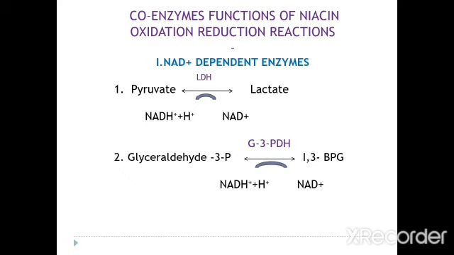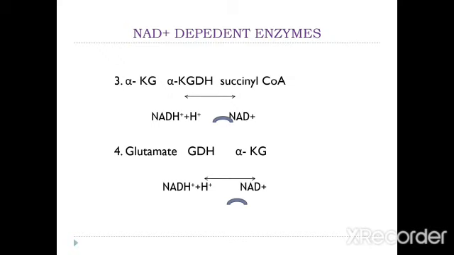Examples for NAD dependent enzymes are lactate dehydrogenase which converts pyruvate to lactate. Then glyceraldehyde 3-phosphate dehydrogenase which converts glyceraldehyde 3-phosphate to 1,3-bisphosphoglycerate. And the other examples are alpha ketoglutarate dehydrogenase and glutamate dehydrogenase. These are examples for NAD dependent enzymes.